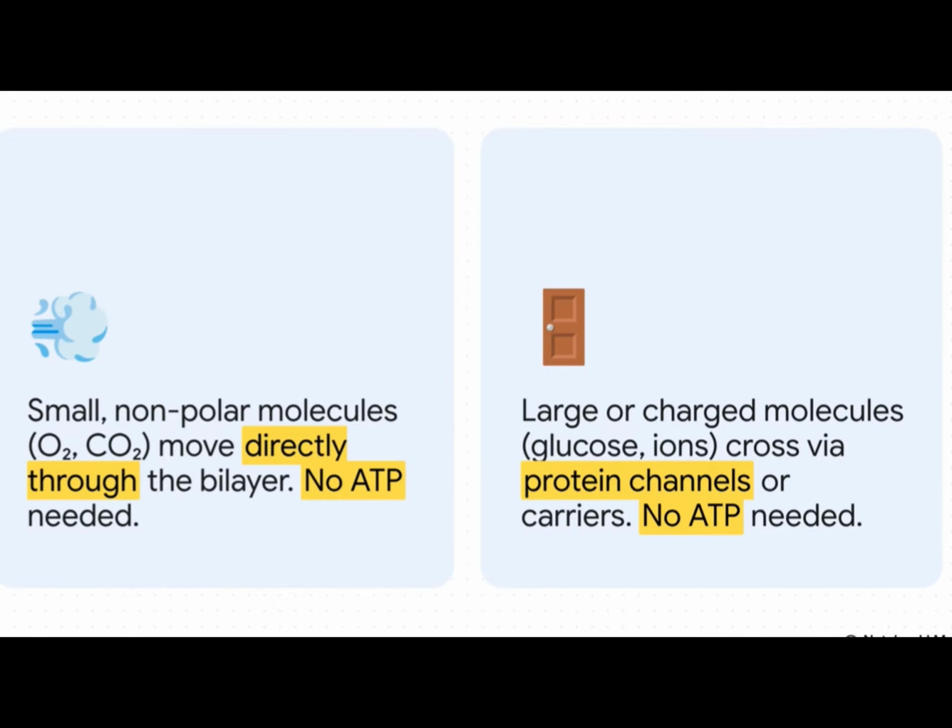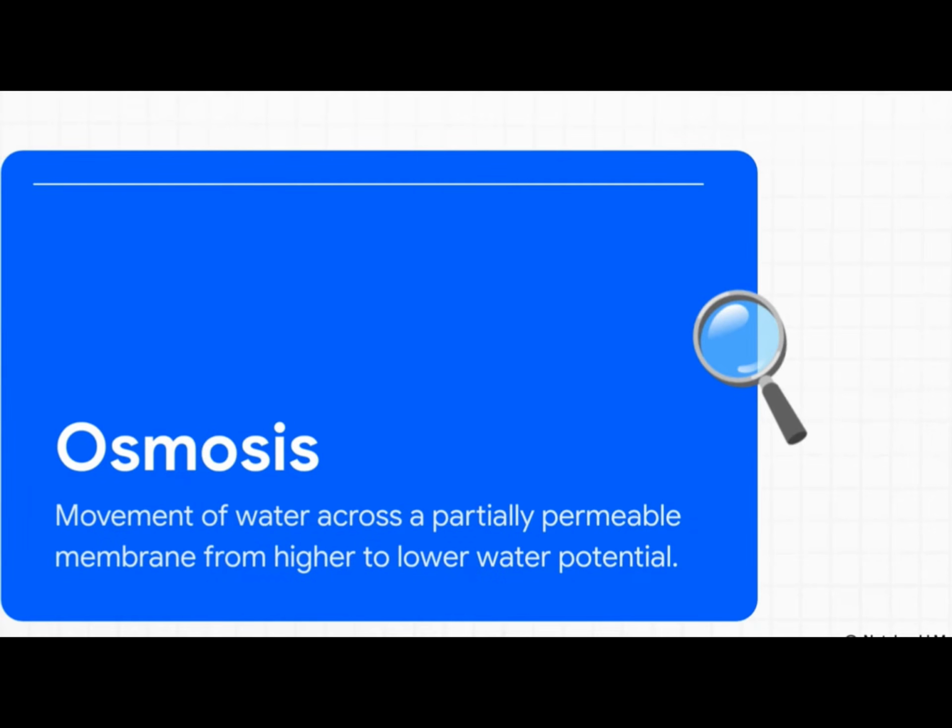But what about the bigger or charged things like glucose or ions? They get repelled by that oily core. They need some help. And that's where facilitated diffusion comes in. It still doesn't need energy. It still moves down the concentration gradient, but it uses a specific protein to help it along. Some are channel proteins, which are like simple tunnels, and others are carrier proteins, which actually change shape to ferry the molecule across. And then we have this special case of osmosis.